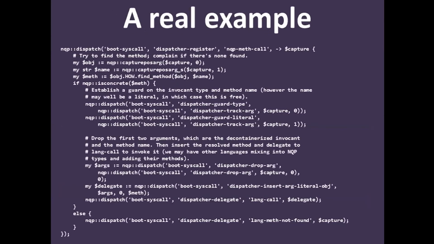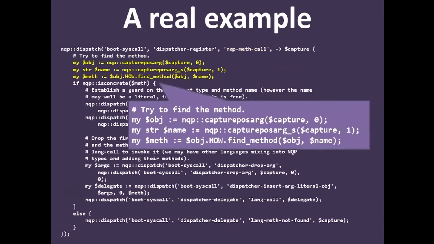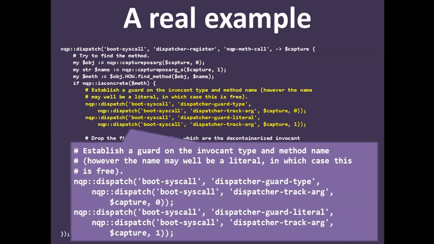This is a real example, and I won't go into every little detail of it, but this is how NQP resolves method calls. So we try to find the method. So we're just extracting the invocant, the first argument. We're finding the method name, and we're calling find method. And by the way, that restriction I mentioned before with caching the find method is all gone now. If there's a method, we say, well, it's only valid to assume this is the method result if the type is the one we saw and the method name is the one we saw.